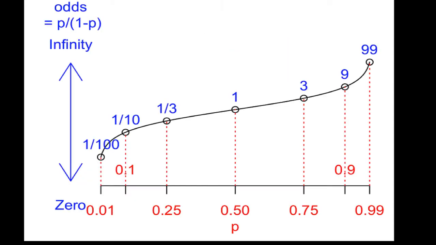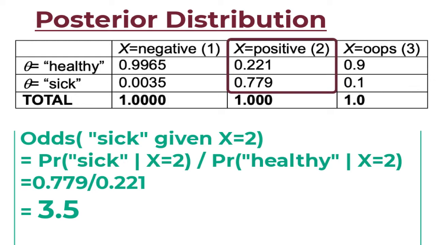Here's a plot of the odds. So if you put in a p, out comes the odds. If you put in a p of a half, 0.5, the odds are 1 to 1, or 1. If you put in a p of 0.9, 90% probability, that's 9 to 1 odds, and the odds equals 9. That person who got a positive test result had a probability of being sick of 0.779, and that translates into an odds of 0.779 divided by 0.221, and that is equal to 3.5.